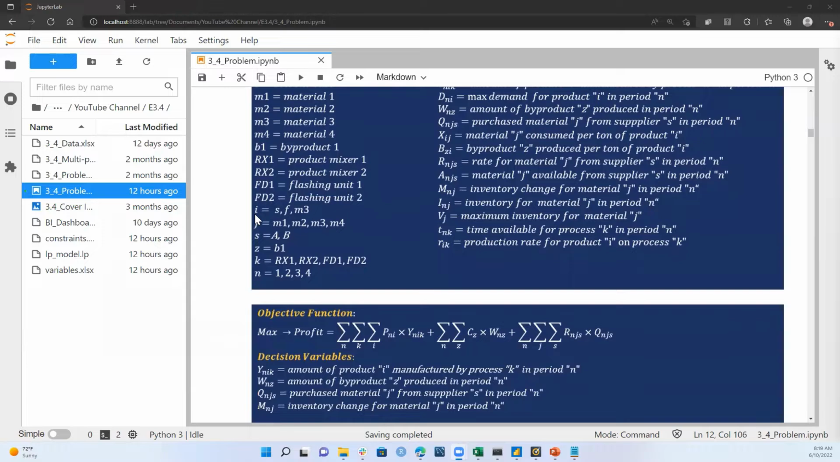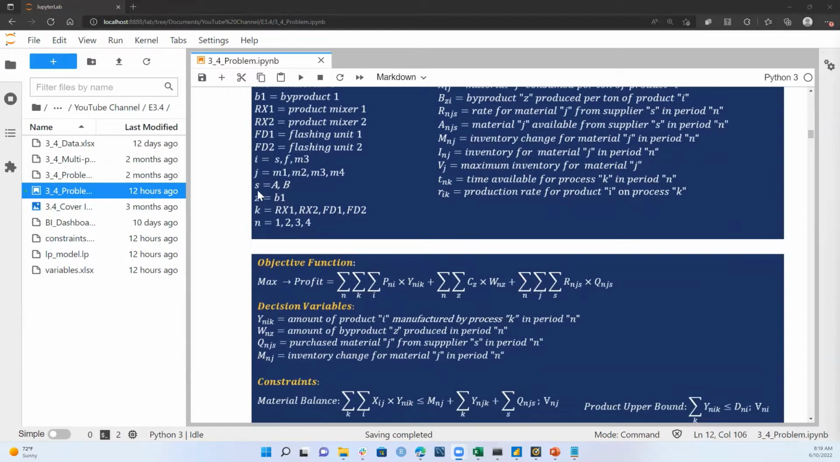I is going to represent a set of all products that we manufacture, which is going to include S, F, and M3. J is going to represent a set of raw material inputs for our processes, which includes materials 1, 2, 3, and 4. S is going to represent a set of suppliers from whom we can procure additional material. In this case, we're going to be using 2 suppliers, supplier A and B. And Z represents a set of all byproducts produced through our manufacturing processes, which in this problem is only B1.